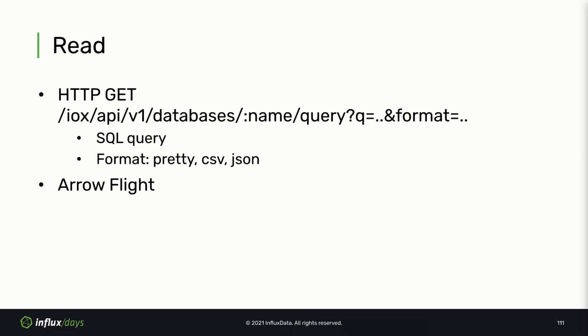We also have the Apache Arrow Flight API where it has a thing called do-get, and you pass it a JSON encoded object that has the SQL query string in it, and you get back a record batch.